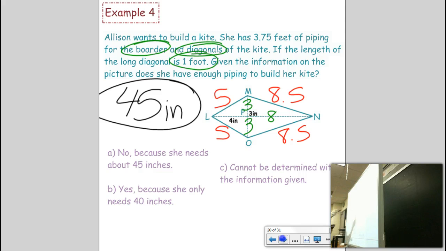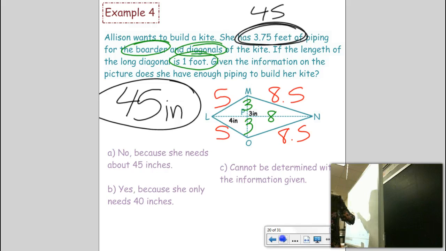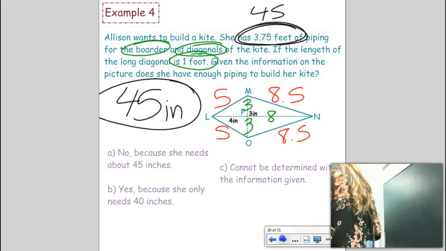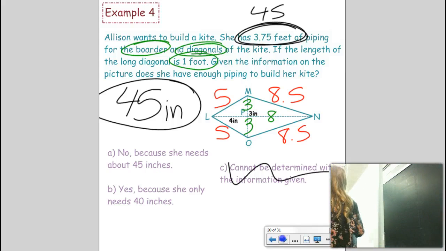How much does she have? She's got 3.75 feet. Is it enough or not enough? How many inches is 3.75 feet? 3.75 times 12. Oh, it's exactly 45. So what's the answer? No, because she needs 45. Yes, because she only needs 40. Does she have enough piping to build her kite? She has 45 and she needs 45. Yes, because she only needs 40 inches. No. It can be determined.